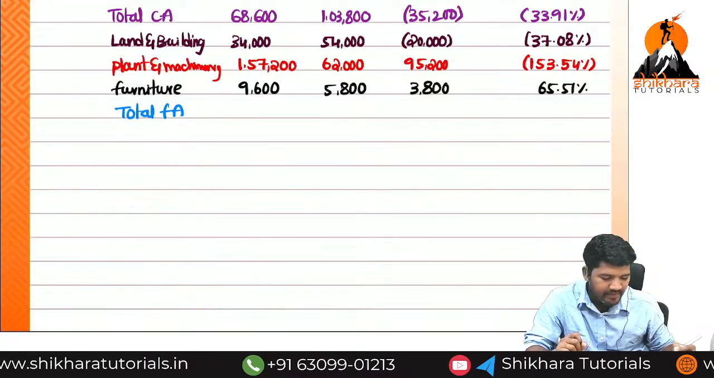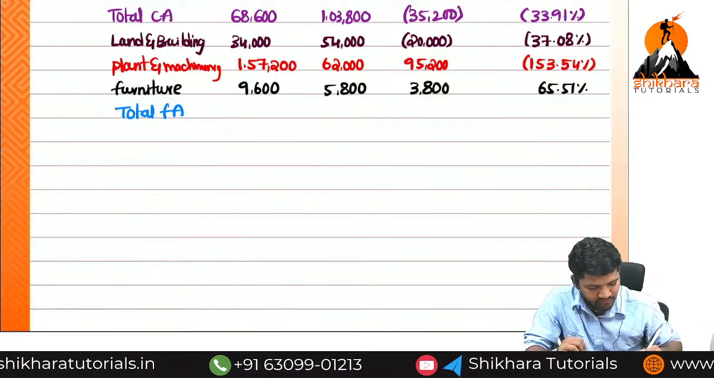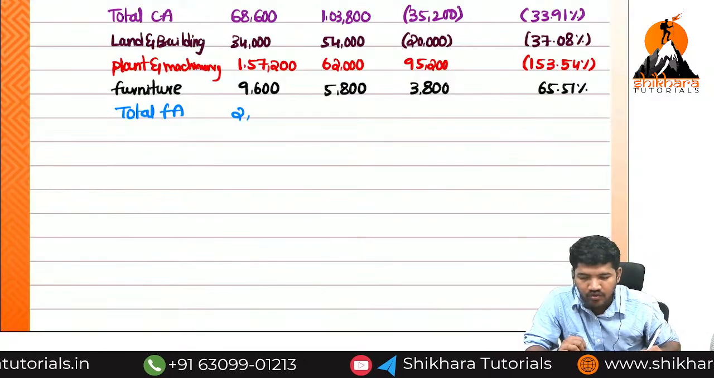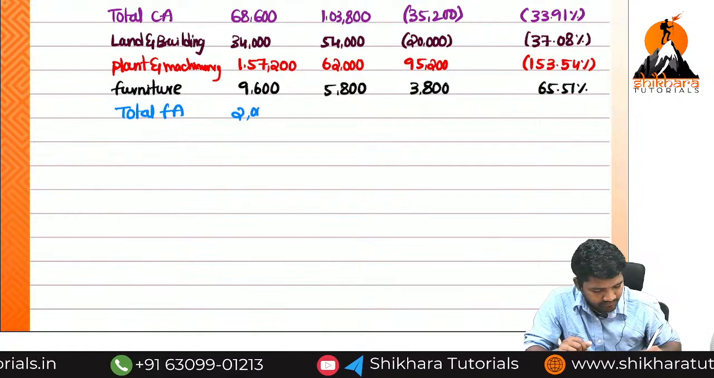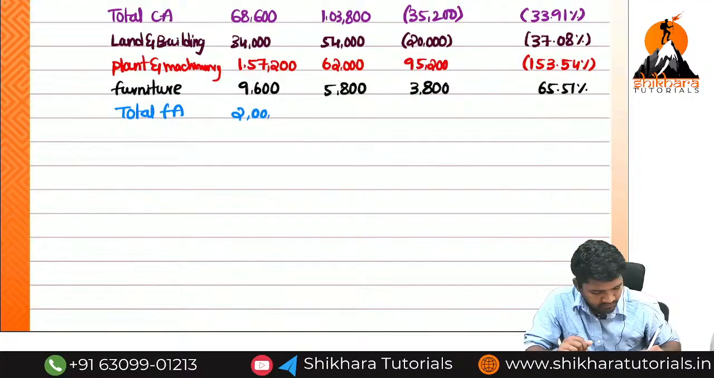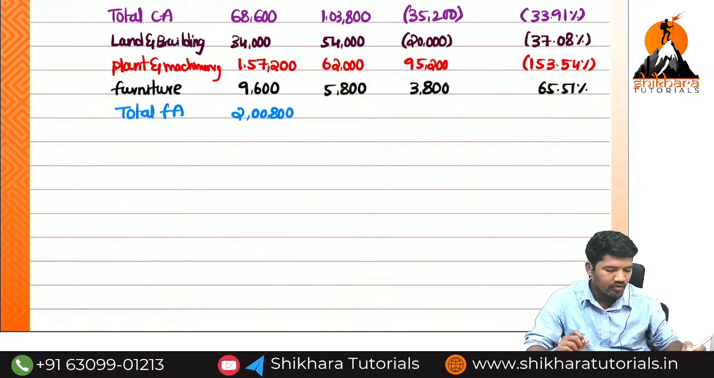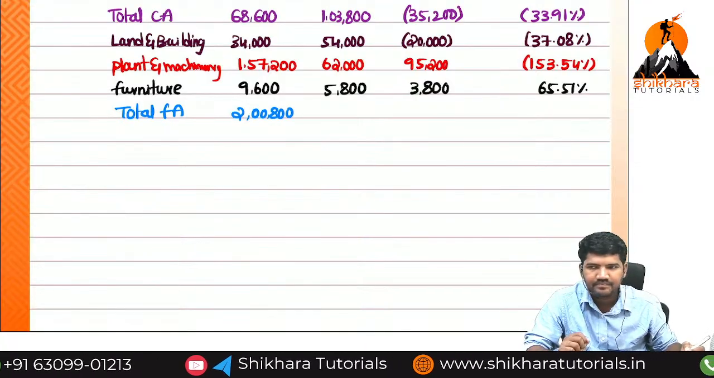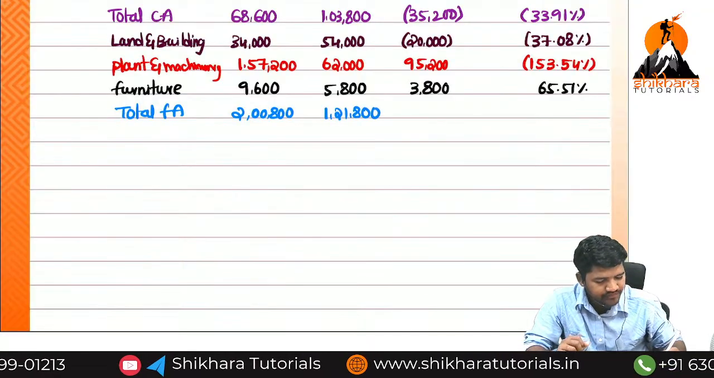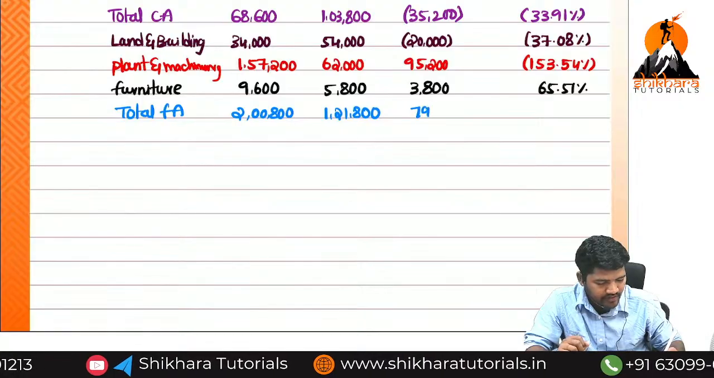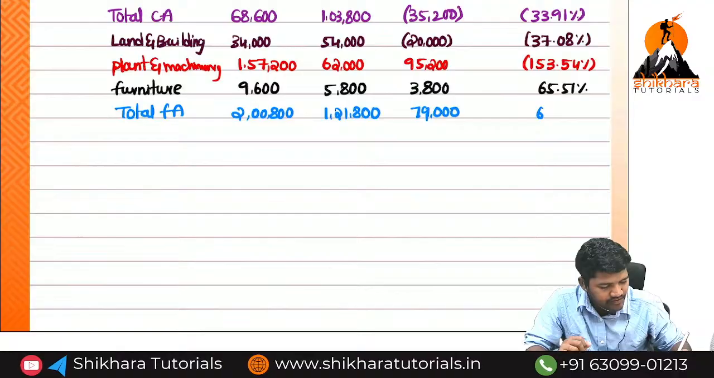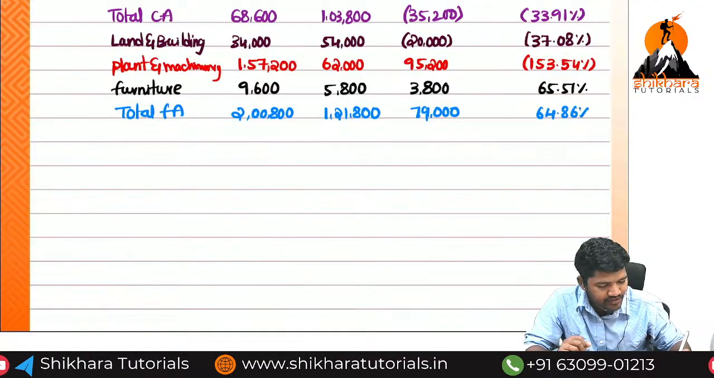So please tell me about the total fixed assets. 2,08,000. Now what about the previous year? 1,29,000. Change? 79,000. Percentage of change? 64.86% increase.